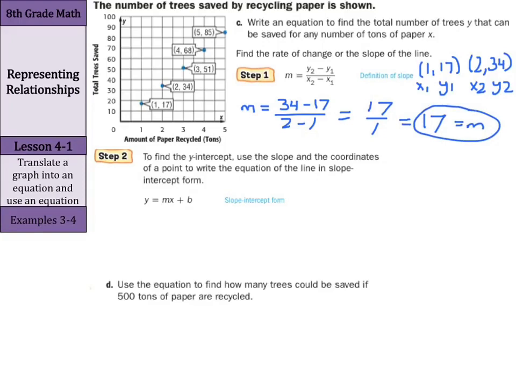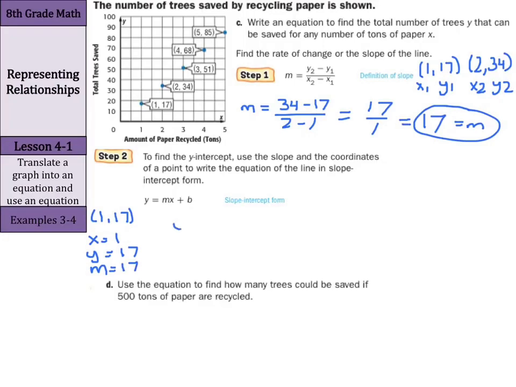Now to find the y-intercept for our equation, use the slope and the coordinates of any of the points to write the equation of the line in slope-intercept form. So we need to come up with an ordered pair, and let's use that 1, 17 again. So when I go to make my substitutions in, my x is going to equal 1, my y is going to equal 17, and my slope, my m, we just calculated above as 17.